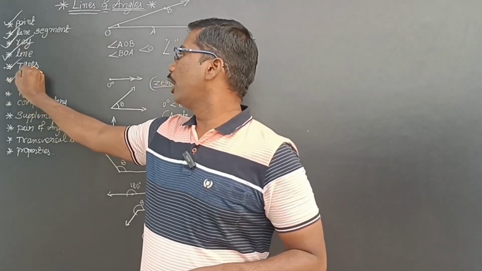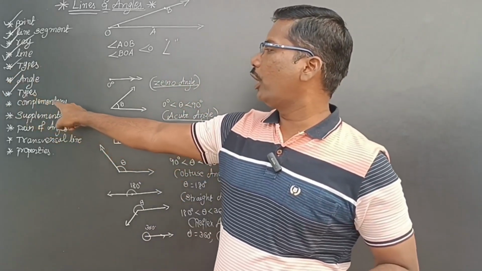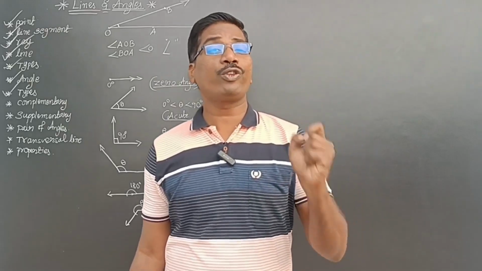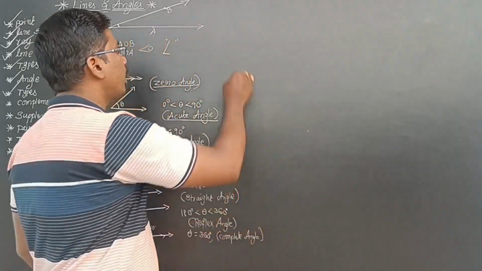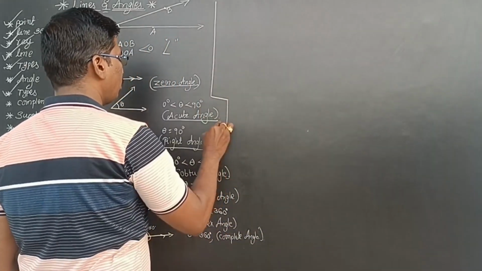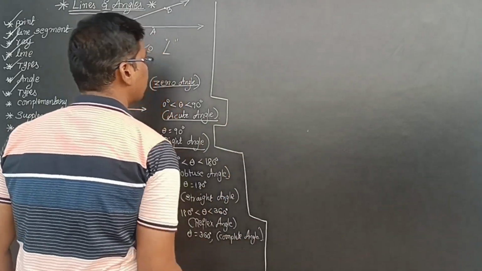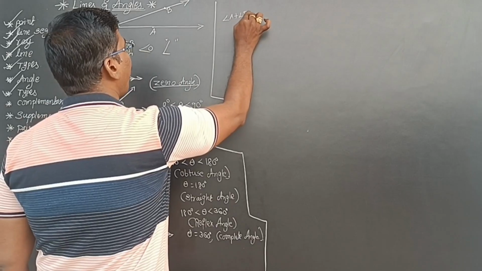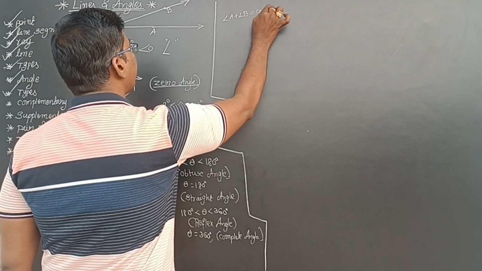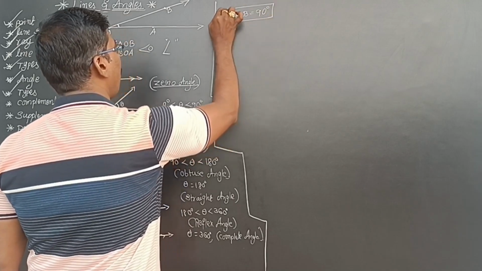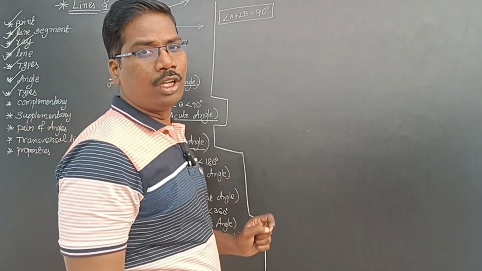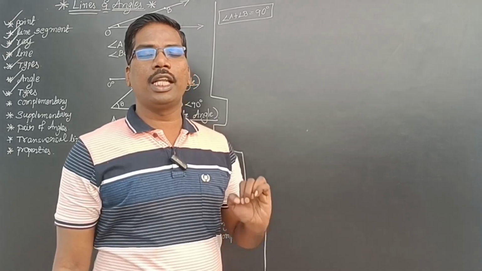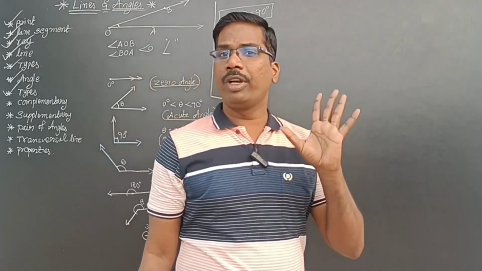Now we go for complementary angles. What are complementary angles? Let us say the sum of two angles is 90 degrees. Then those are called complementary angles. See here, I am taking two angles, angle A and angle B. If I add these two and I get 90 degrees, then those are called complementary angles.